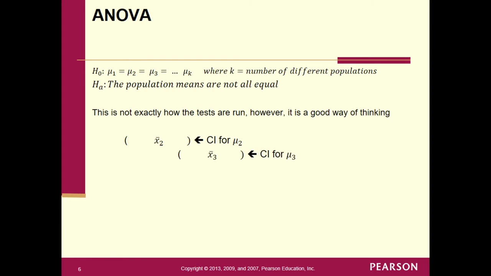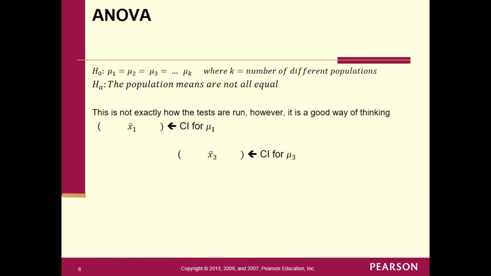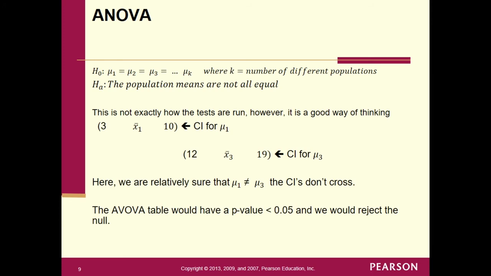Well, let's take a look at the confidence intervals for mu2 and mu3. Notice the confidence intervals are still overlapping, right? So there's some numbers, all right? And so there's a reasonable possibility that mu2 is equal to mu3. Well, take a look at the confidence intervals for mu1 and mu3. So notice they are not overlapping anymore, are they? All right, so I throw in some numbers. Here we're relatively sure that mu1 is not equal to mu3, and the confidence intervals don't cross one another.